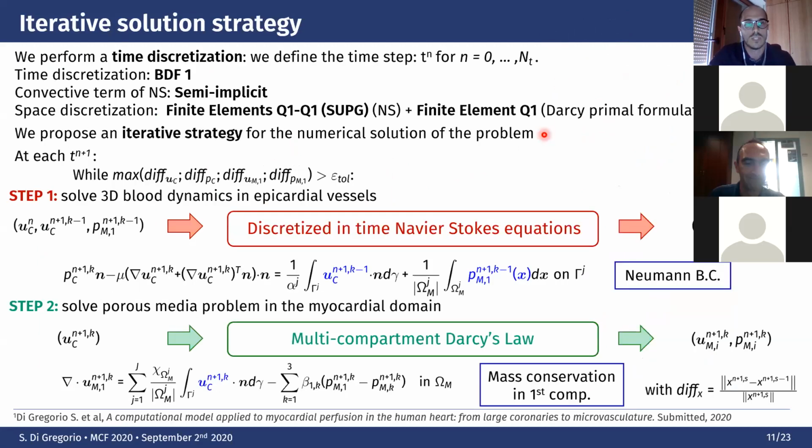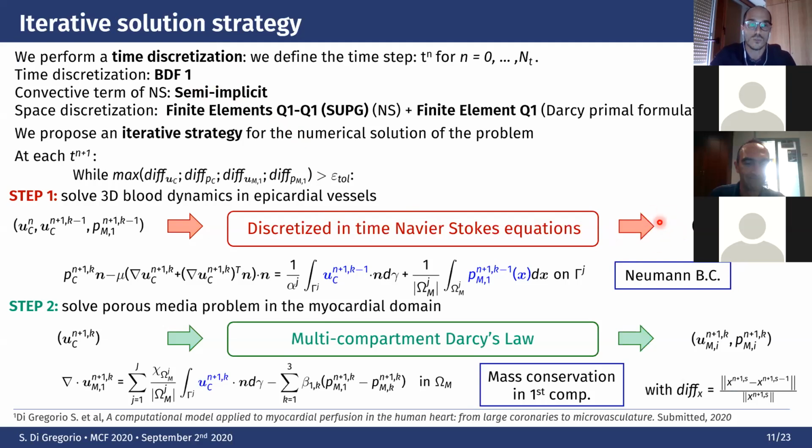Then we proceed to the discretization of the problem. For time discretization, we use a BDF of order 1, whereas for the space discretization, we use finite element methods. For the numerical solution, we propose an iterative strategy in which at each time step, we solve two subproblems. In the first step, we solve the 3D blood dynamics inside the epicardial vessel, and we obtain the velocity and the pressure inside the epicardial vessel.